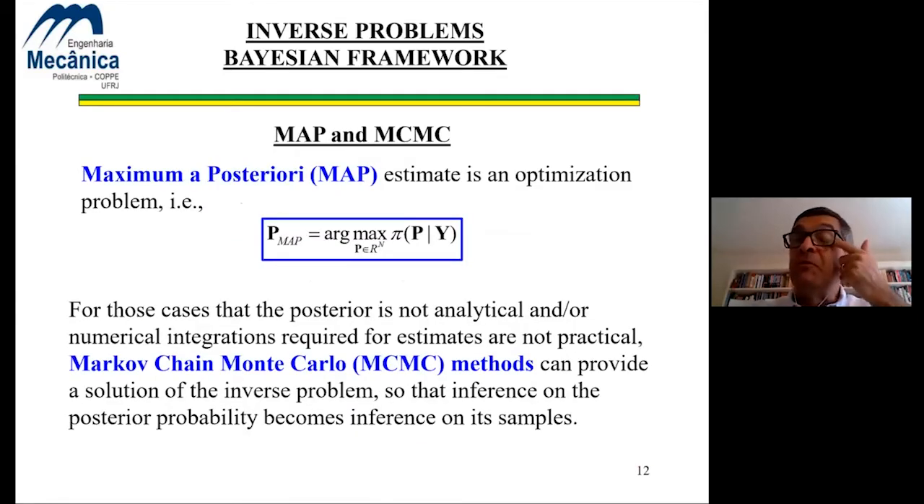Inverse problems can be solved within the Bayesian framework of statistics in different ways. For example, if the posterior is analytical, like when the likelihood and the prior are conjugate, a point estimate can be obtained for the parameters as an optimization problem, through the minimization of a maximum a posteriori objective function. For those cases where the posterior is not analytical or numerical integrations required for the estimates are not practical, Markov chain Monte Carlo methods can provide a solution of the inverse problem, so that inference on the posterior probability distribution becomes inference on its samples.